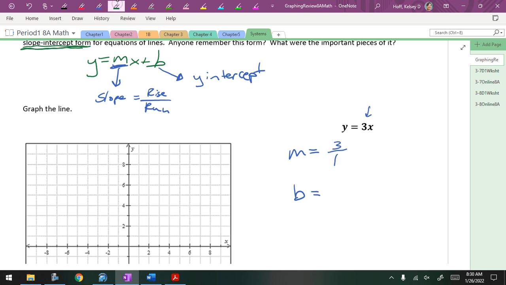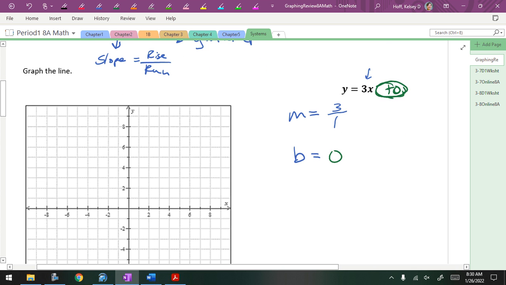B would be, careful, what number could I add out here that wouldn't actually change my equation? 0. If you add 0, really you're not changing anything, correct? So if there's not a number out there, your y-intercept is really 0. It's like saying plus 0.